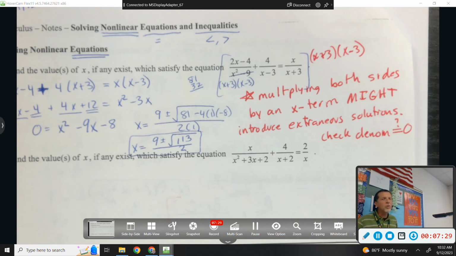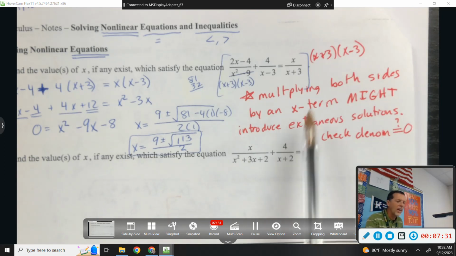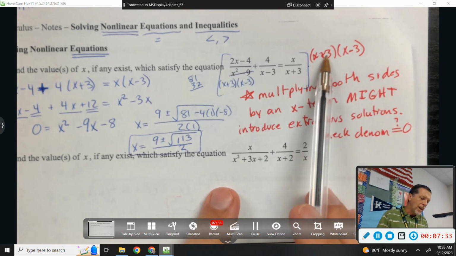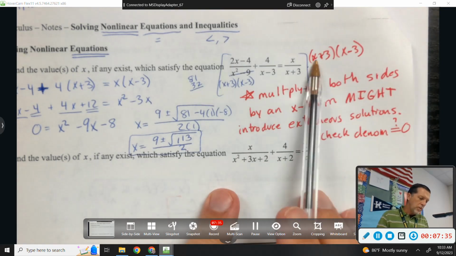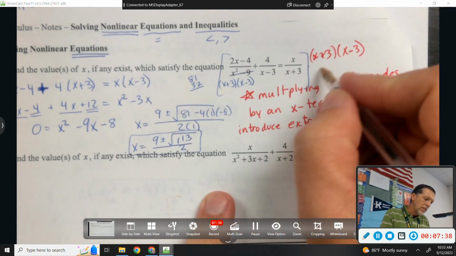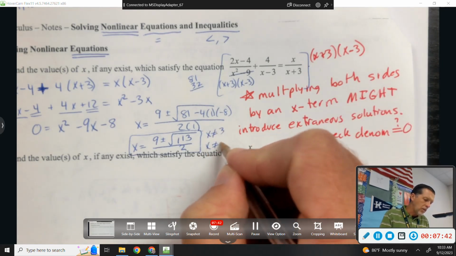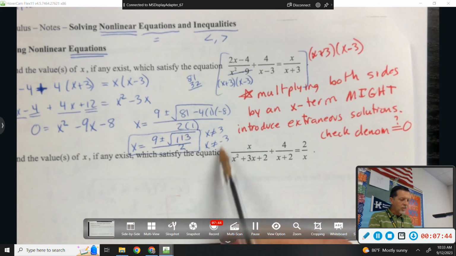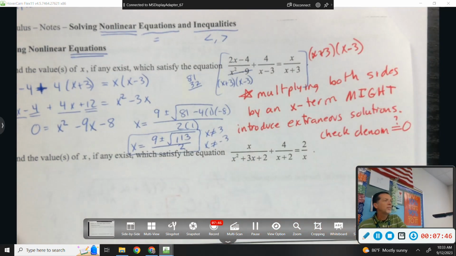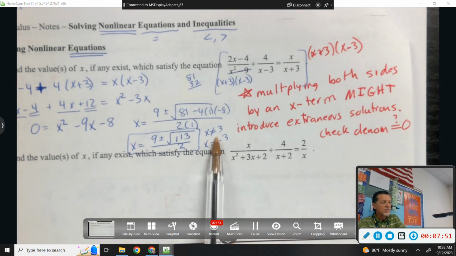Although that is sort of what that does tie into this. So if we canceled the x plus 3 and the x minus 3, and you took a moment to say x can't be 3 and x can't be negative 3, those would be the extraneous solutions that we couldn't have. So that's the connection. So those would be the only problems that we would get.